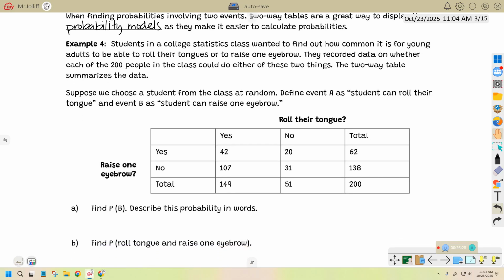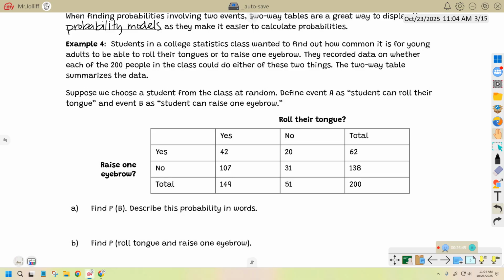Example 4 says students in a college statistics class wanted to find out how common it is for young adults to be able to roll their tongues or raise one eyebrow. They recorded data on whether each of the 200 people in the class could do either of these two things. The two-way table summarizes the data.